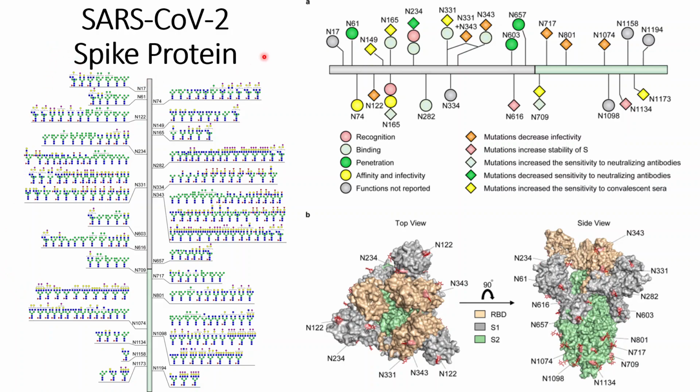Today we will cover the complete SARS-CoV-2 spike protein, or in other words, the complete glycosylation of the SARS-CoV-2 spike protein. In our last two to three previous videos, we have discussed only a part of the spike protein of SARS-CoV-2, that is the S1 part. However, this paper describes the glycosylation profile of the whole spike protein of SARS-CoV-2.